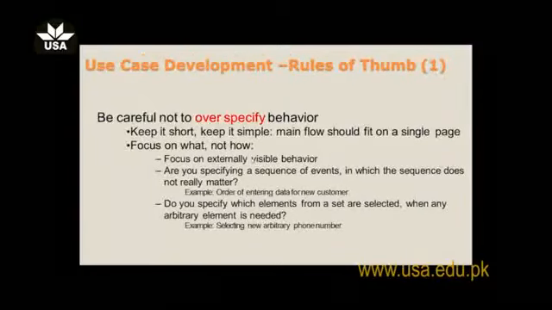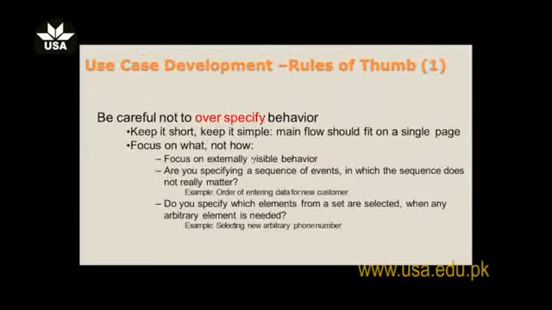Now we have to be careful about the behavior of the user. This is the rule of thumb that we have to consider while we are making use cases: we should focus on externally visible behavior. Like, are you specifying a sequence of events in which the sequence does not really matter? For example, the order of entering data for a new customer. Do you specify which elements from a set are selected when any arbitrary element is needed? For example, selecting a new arbitrary phone number.